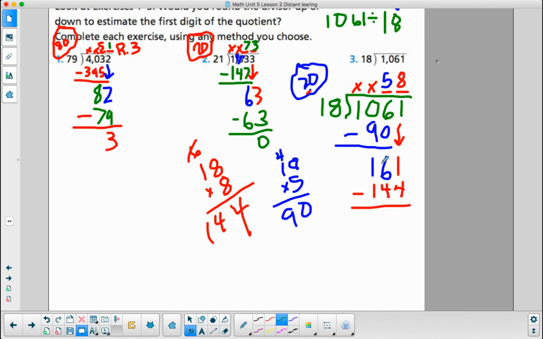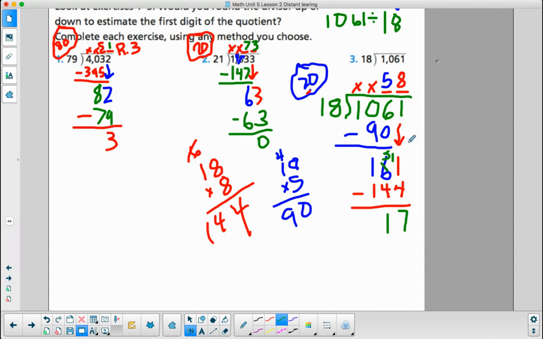1 subtract 4, I need to ungroup. Ungroup one of my 10s, so I only have 5. Gives me 10 more, which makes 11. 1 subtract 4 1s are 7 1s. 5 10s subtract 4 10s is 110. 100 subtract 100 is 0. 17 is less than 18, so 8 18ths were all I could take out.